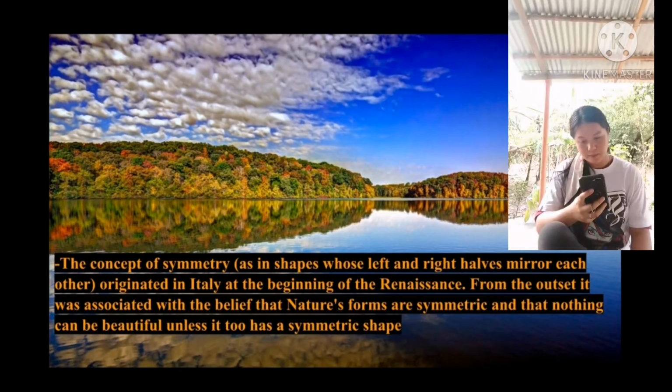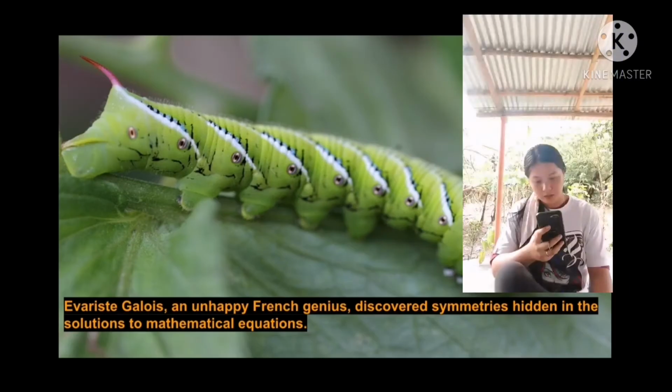The concept of symmetry as in shapes whose left and right halves mirror each other originated in Italy at the beginning of the Renaissance. From the outset, it was associated with the belief that nature's forms are symmetric and that nothing can be beautiful unless it too has a symmetric shape.